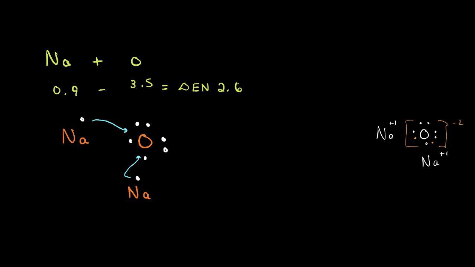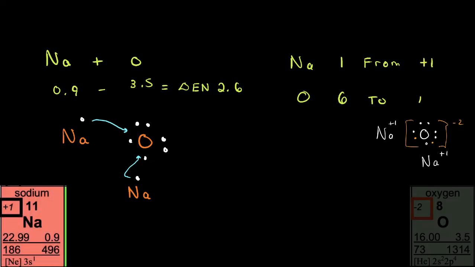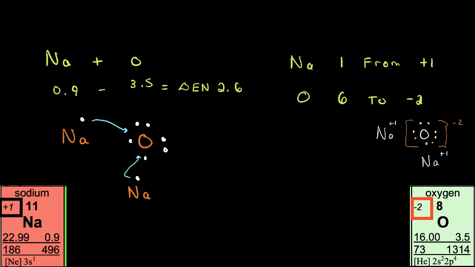All right, now let's take a look at our elements. You have sodium, you have oxygen, 1 valence electron, 6 valence electrons. The electrons are going to go from the metal to the nonmetal. If sodium loses that electron, it becomes more positive by 1. Oxygen becomes more negative by 2. So we'll have our sodium. You'll have the oxygen. We put those oxidation numbers in here. You got +1. You have -2.